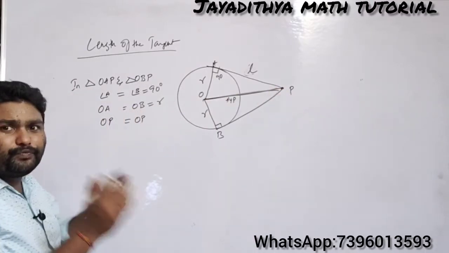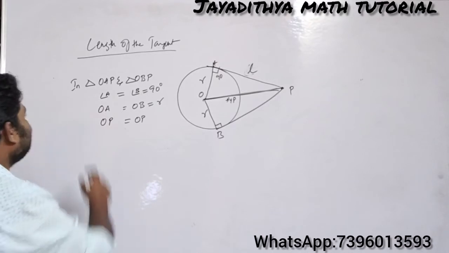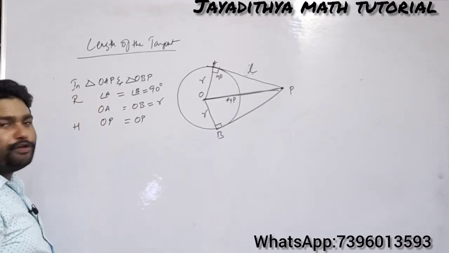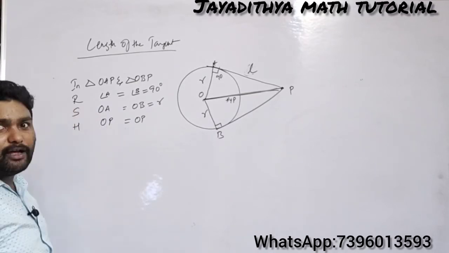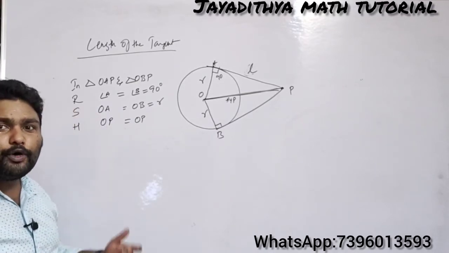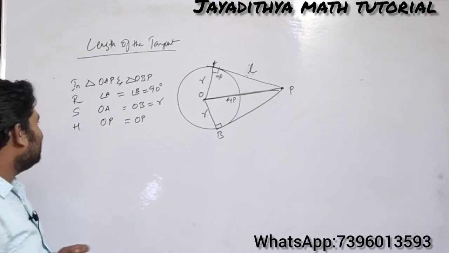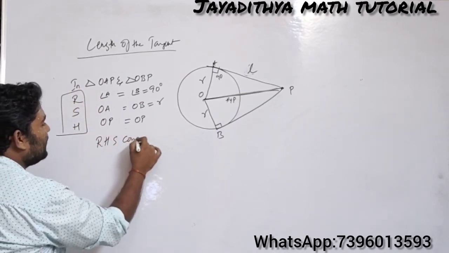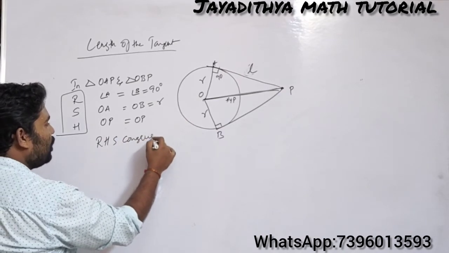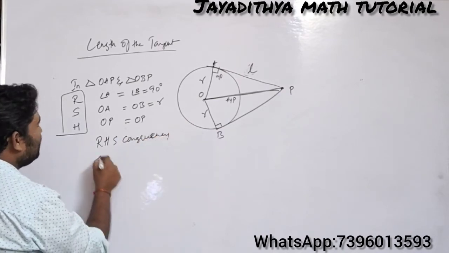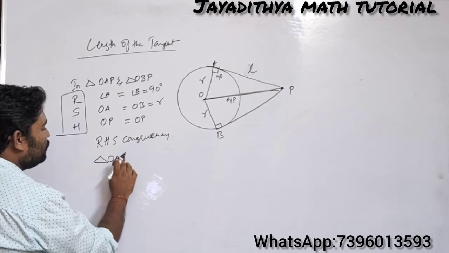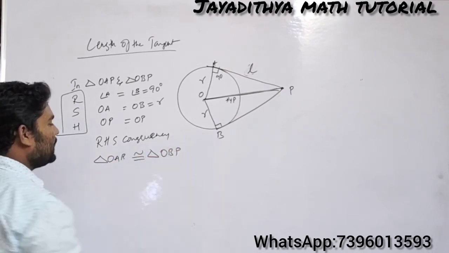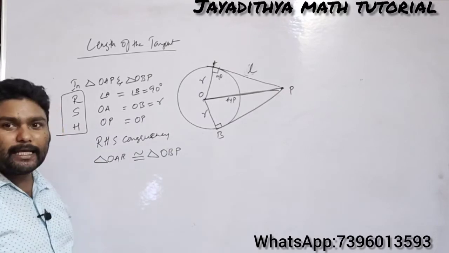So what are the things you have taken here? You have taken one right angle, and OP is the hypotenuse, and you have taken one side also. You have learned about congruency of triangles in your 9th standard. So you can easily say that by using the RHS congruency criterion, triangle OAP is congruent to triangle OBP.